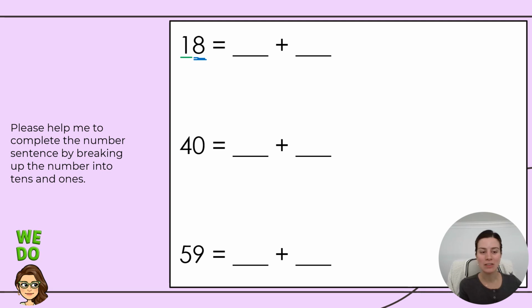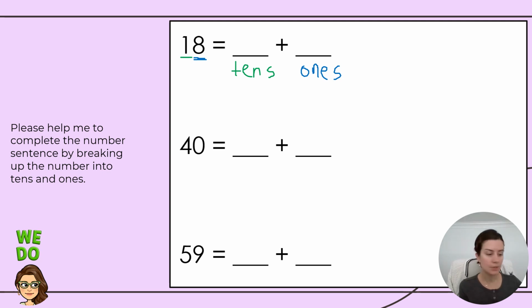So we're breaking apart the number 18 into tens and ones. My tens place is the farthest to the left. So my tens place is going to be written here. My tens is going to be written in this blank. My ones, how many ones I have, is going to be written in this blank. 18 equals blank tens plus blank ones.